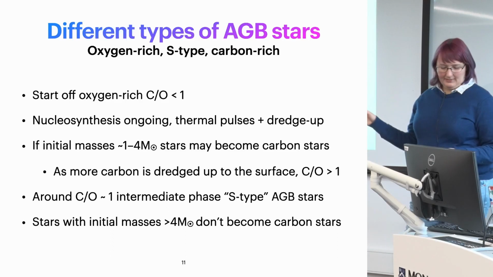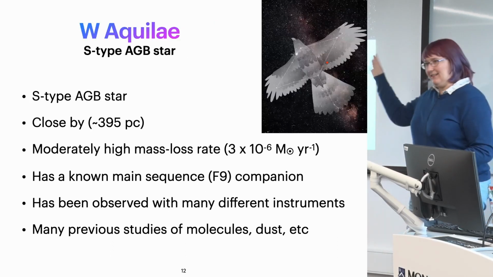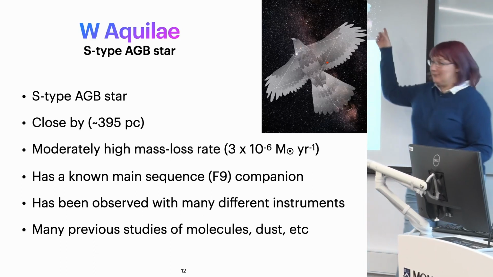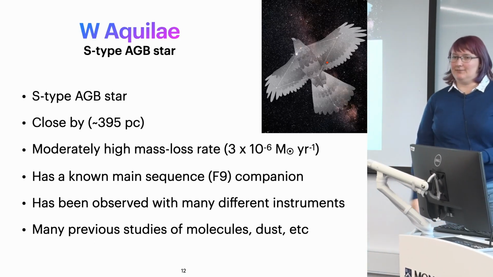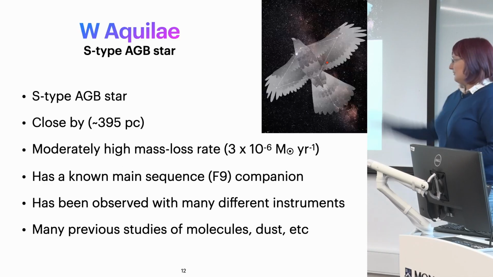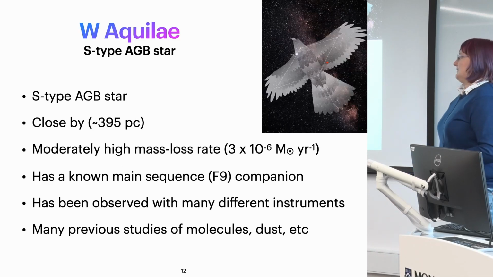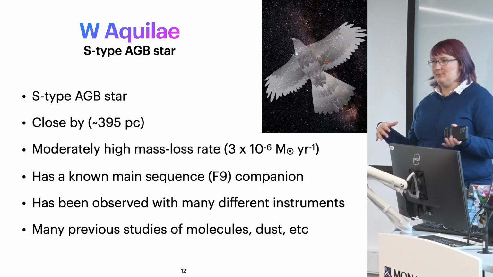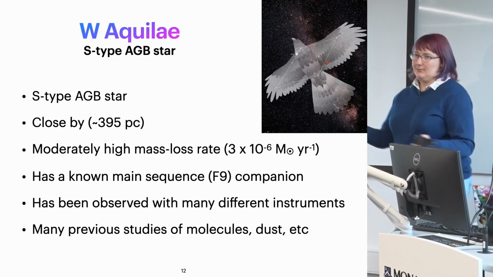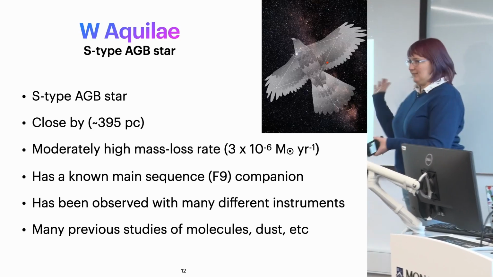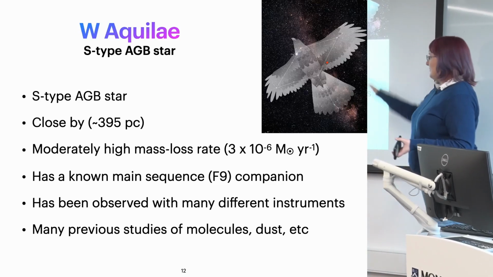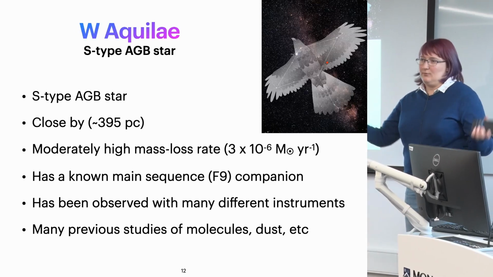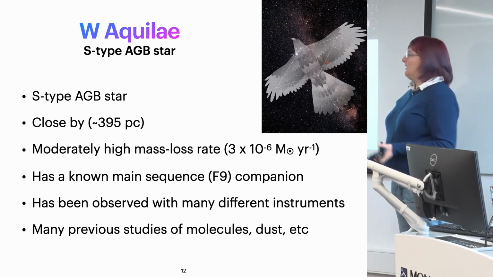So I mention this because the star I've been studying is an S-type star. It's called W Aquilae. It is approximately where that red dot is in the constellation of Aquila. It's relatively nearby. It's not the closest S-type star, but I think it's fair to say it's the closest one in the southern hemisphere, so it's been quite well studied. Also means that we can study it with ALMA, which is what I've been doing. It has a moderately high mass loss rate, which actually also helps us study it because there's just like more stuff, so it's easy to see.